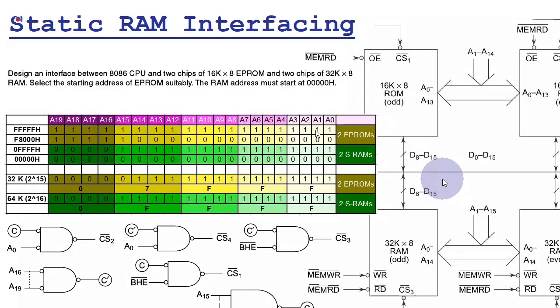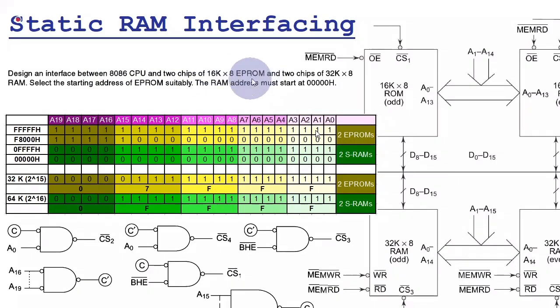So that is why in this problem, if you see, they are saying design an interface, because whatever we are now going to attach is not a part of the 8086 integrated circuit. It has to be interfaced to 8086 by making proper electronic connections, right? So they are saying design an interface between the 8086 CPU and two chips of 16K cross 8 EPROM, right?